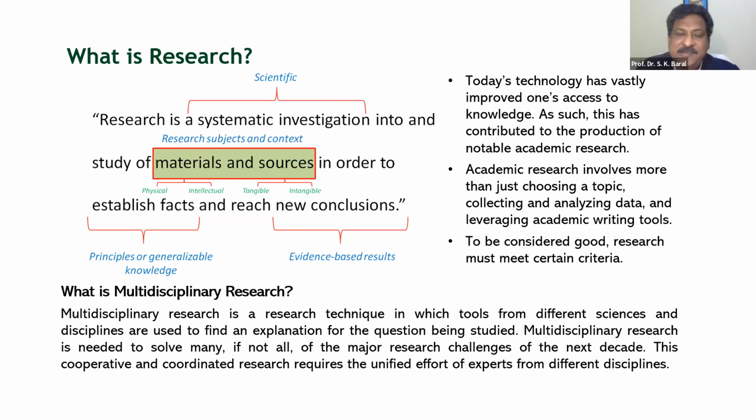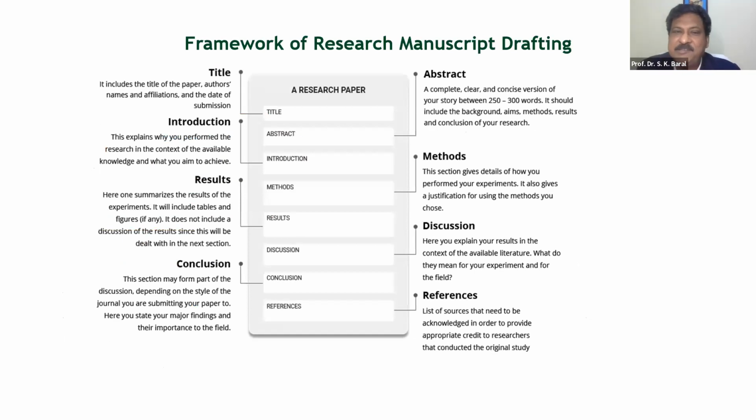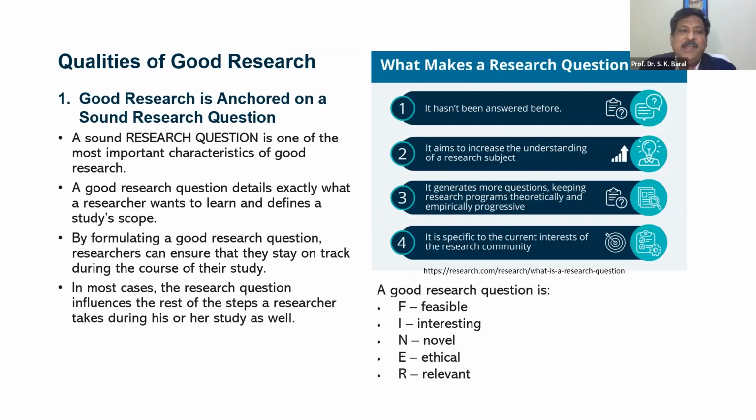So multidisciplinary research is a research technique in which tools from different sciences and disciplines are used to find an explanation for questions being studied. So multidisciplinary research is needed to solve many, if not all, major research challenges for the next decade. So this is the basic framework of research manuscript design, starting from title, abstract, introduction, methods, results, discussion, conclusion, and references. So I will be telling you 10 important qualities of a good research.